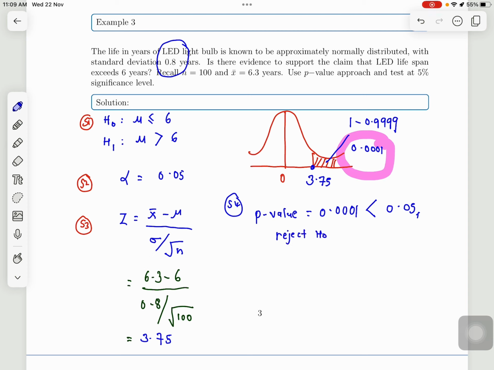Okay, so that's our step 4, which is to make decision based on our p-value that you got from the step 3, which is 0.0001, which is less than 0.05. So our decision is reject H null.